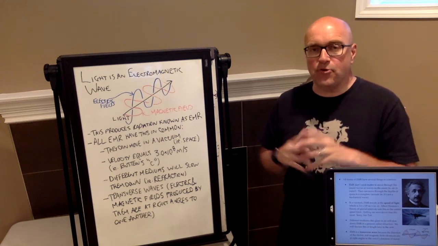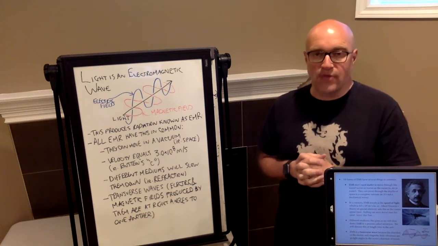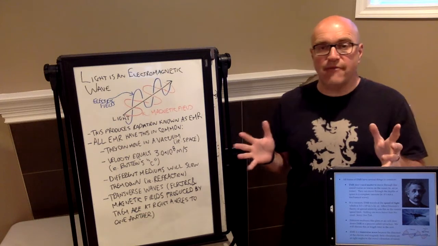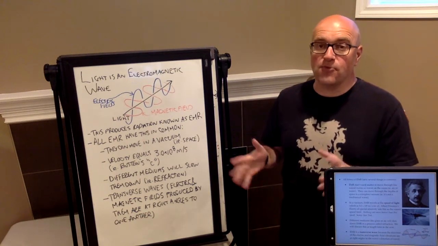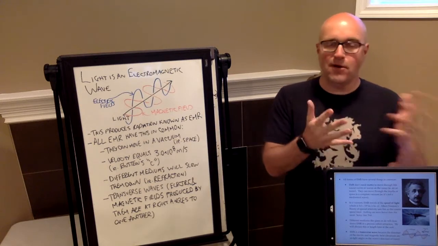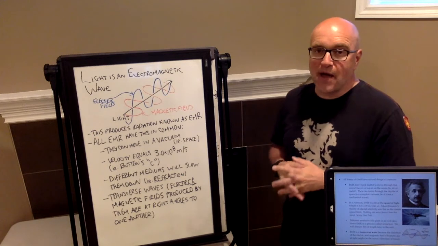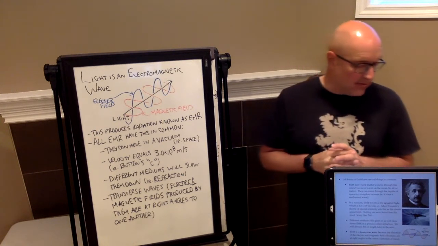But he also theorized that the speed of EMRs, or the speed of light, is the universal speed limit. Nothing can travel faster than the speed of light. And the speed of light, or the speed of EMRs, because light is a form of EMR, these all travel at the speed of 3.0 times 10 to the 8th meters per second.